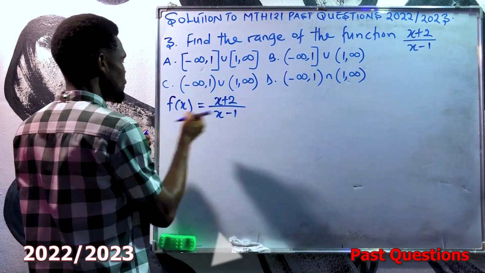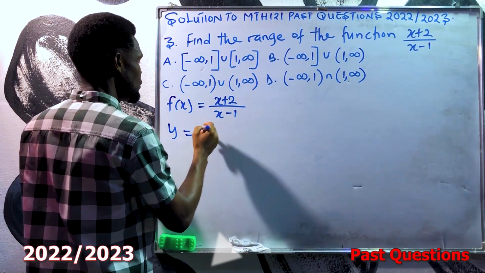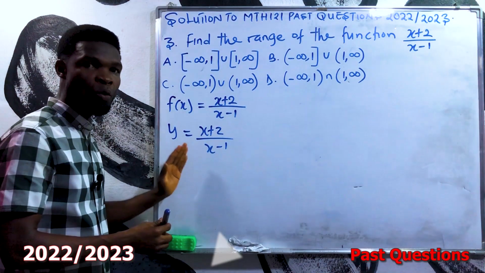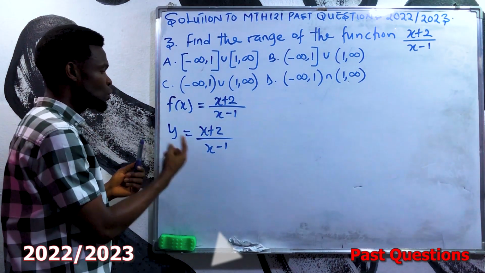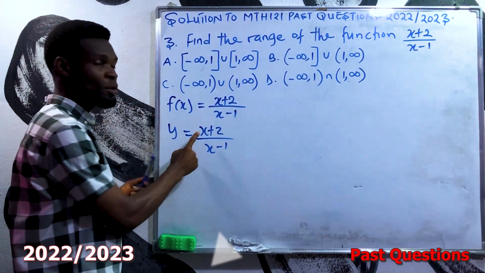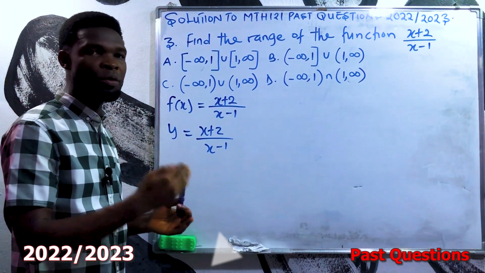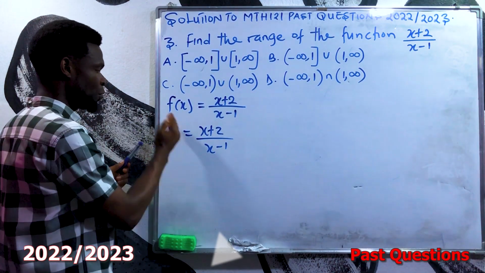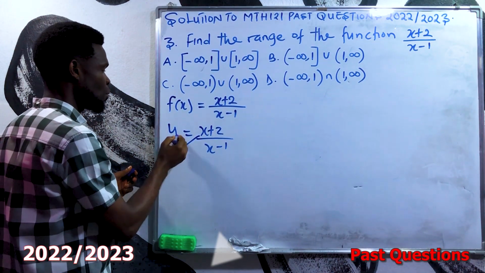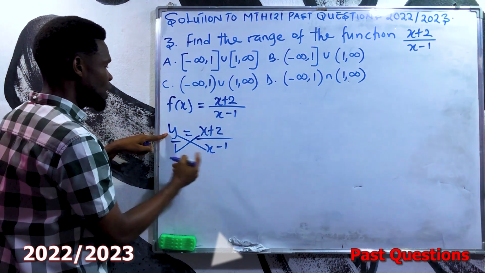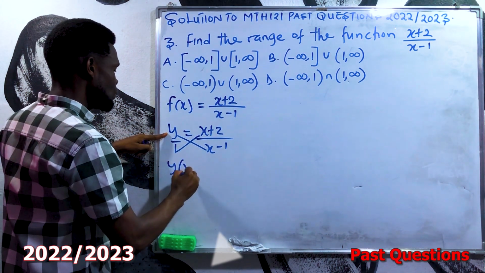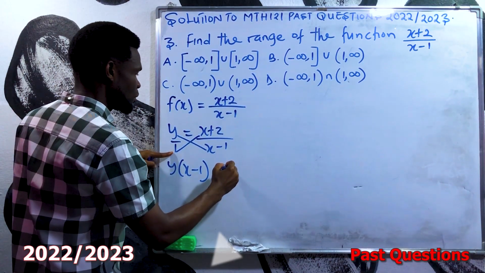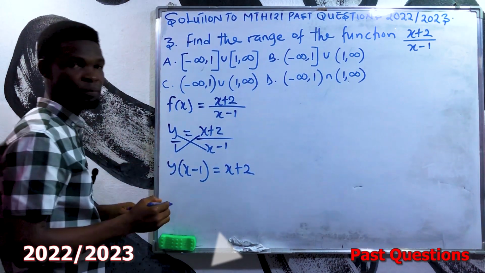How? Set the function to be y equals x plus 2 all over x minus 1. Step 1, we want to find the value of x. That's to say, make x the subject of formula. So what do we do? We cross multiply because this is a fraction, this over 1. Cross multiply. So this is y times x minus 1, y into x minus 1 equals 1 times x plus 2, which is x plus 2.